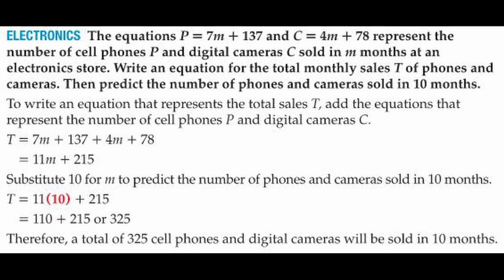So you take out the m, you put 10 in parentheses to replace it, make sure you use parentheses, and then you use order of operations to finish the problem. 11 times 10 is 110, and then 110 plus 215 is 325. Therefore, a total of 325 cell phones and digital cameras will be sold in 10 months.